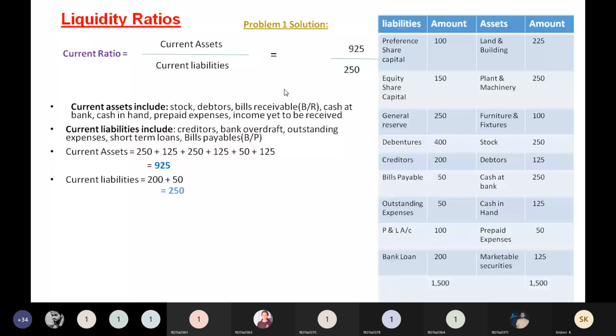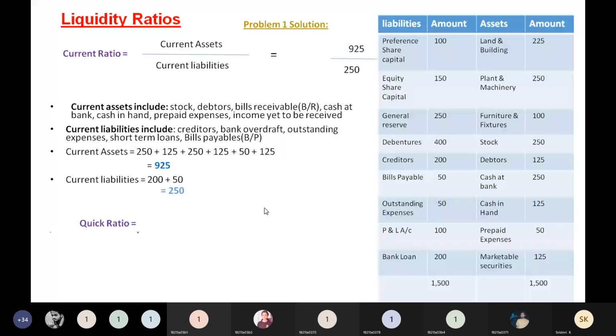So interpret that. Give interpretation below this. Okay. How are you going to write the interpretation there? 3.7 means ideal is 2:1, no? We got 3.7 is to 1, right? So give interpretation below this current ratio: when we compare with the ideal ratio, that is 2:1, the calculated current ratio is satisfactory. Okay. So like that you give comment below this ratio.